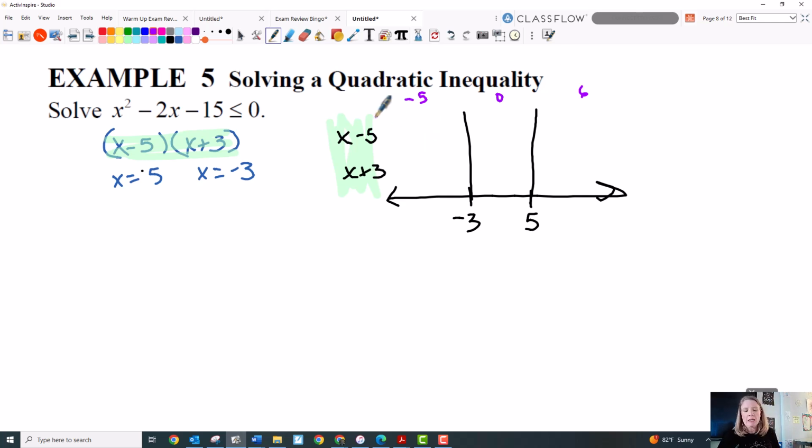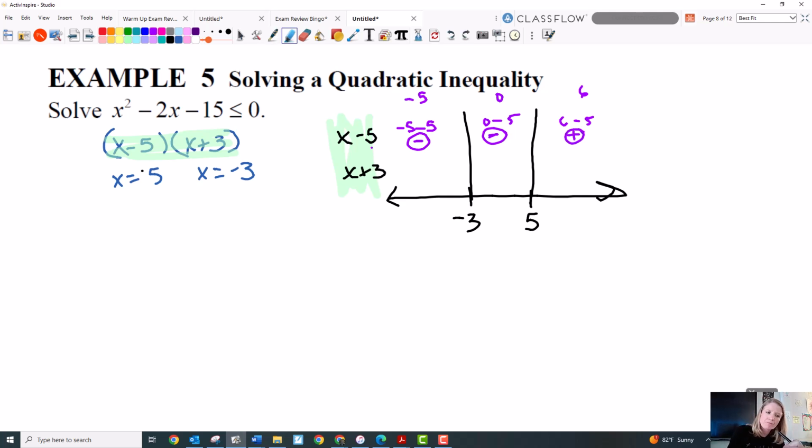Okay. If I plug in negative 5, I would get negative 5 minus 5. That is a negative number. I'll only care about the sign, okay? And then if I plug in 0, I would have 0 minus 5. That is a negative number. And then if I plug in 6, 6 minus 5 is a positive number.